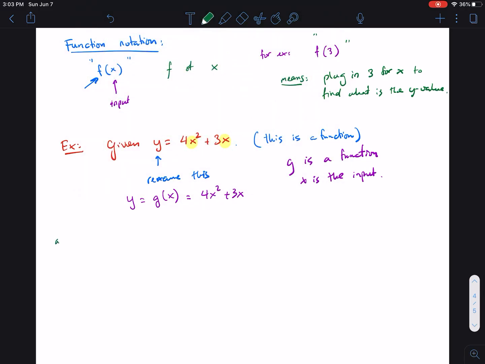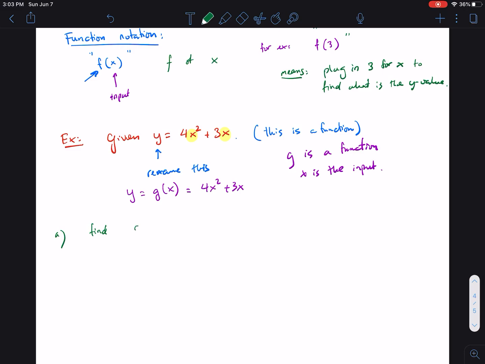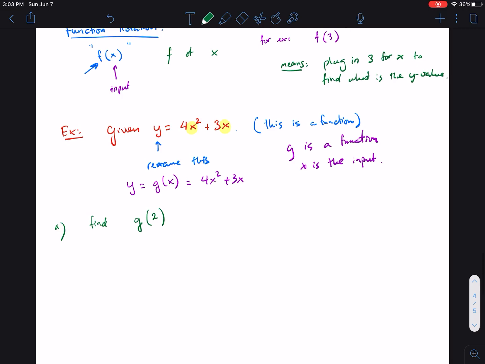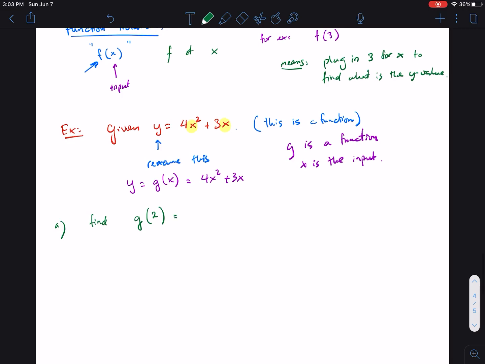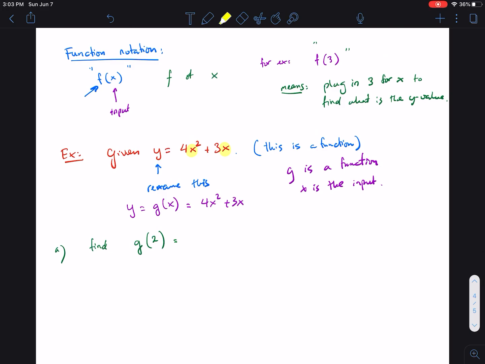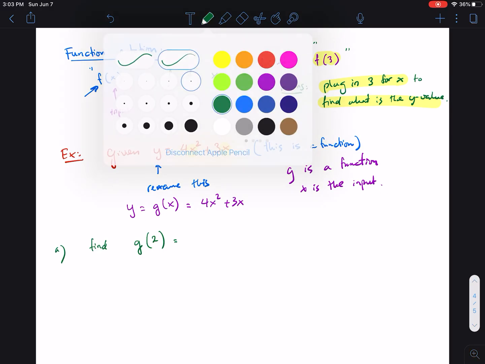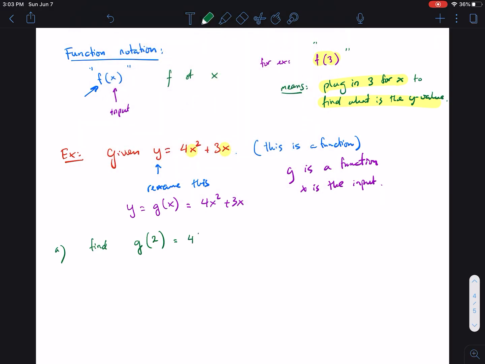Okay, so let's do some math now. Let's do part a. I want to find the y value when x is 2. So it says find g of 2. To do this, we're going back to what we defined earlier. Any notation like this means plug in the 2 for x and then work out the math to get the y value. So g of 2 literally means I'm going to plug the 2 in for x, and calculate what the output is going to be.